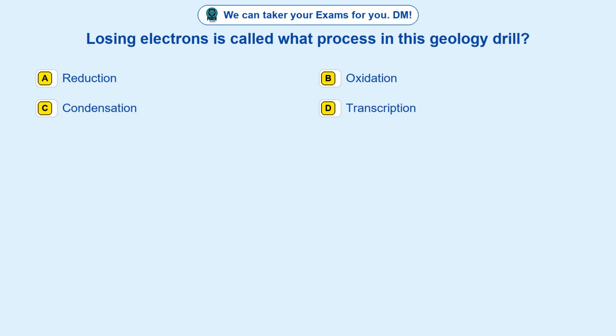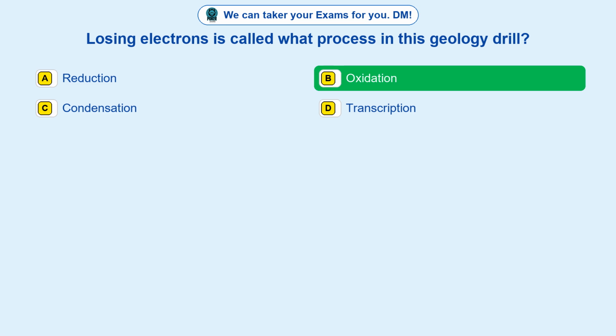Question 43. Losing electrons is called what process in this geology drill? Option A, reduction. Option B, oxidation. Option C, condensation. Option D, transcription. The correct answer is option B, oxidation.